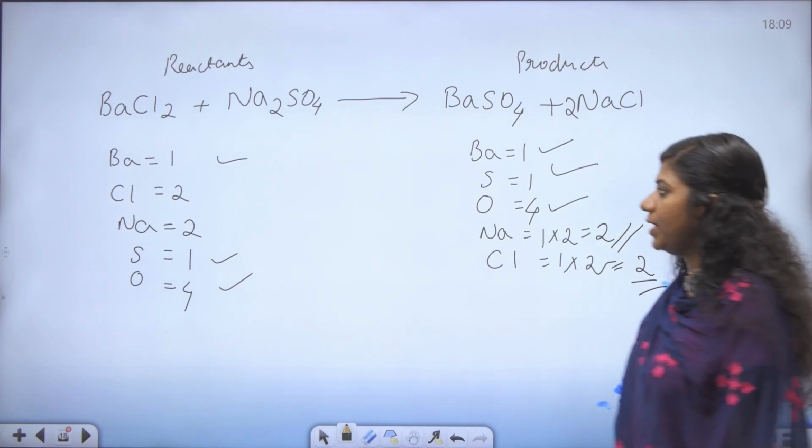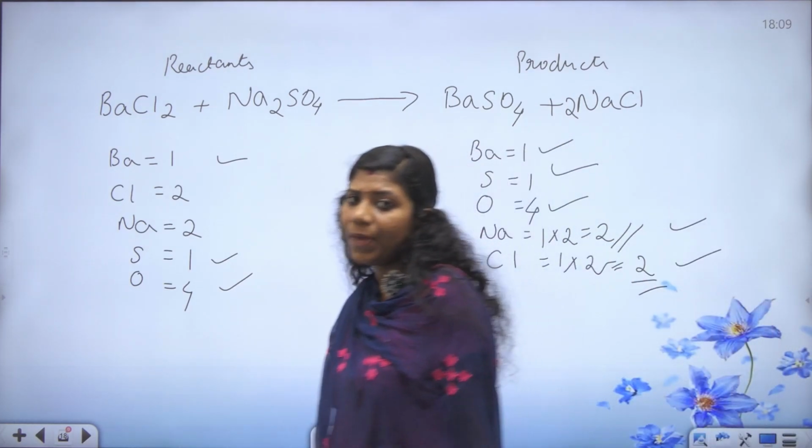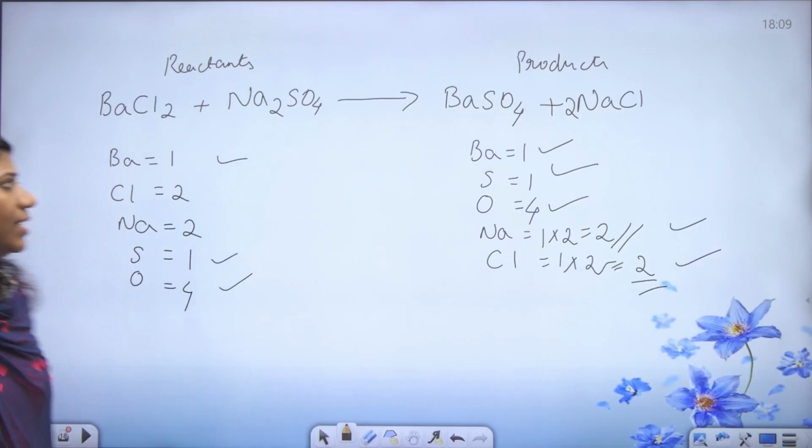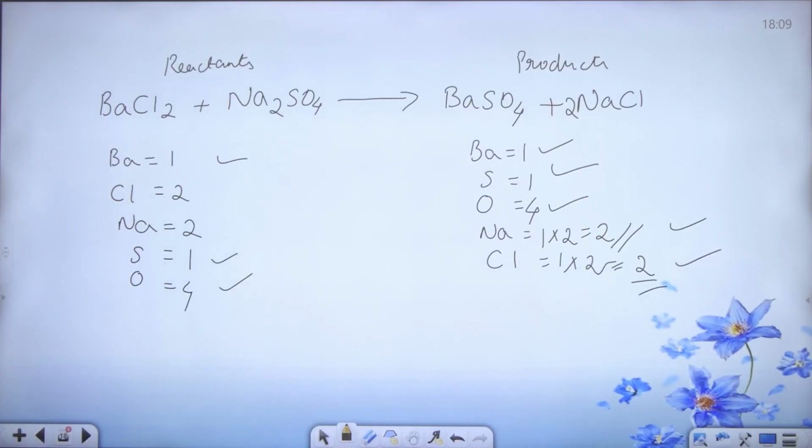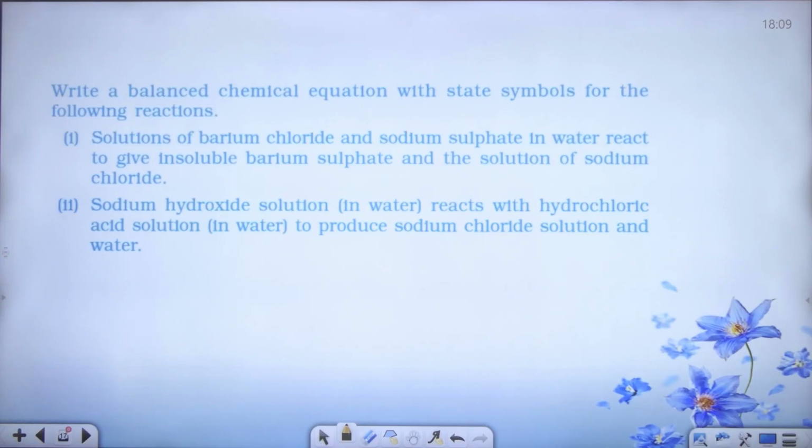Barium chloride plus sodium sulfate gives barium sulfate plus NaCl. Okay. Next question.